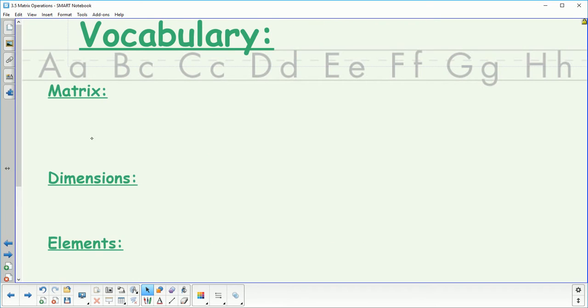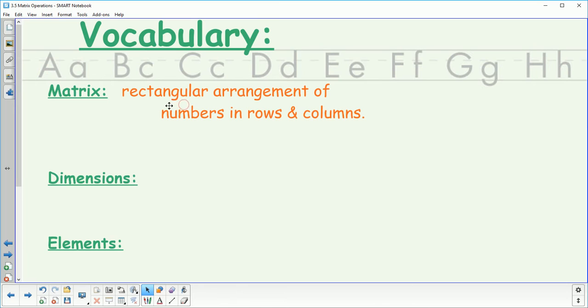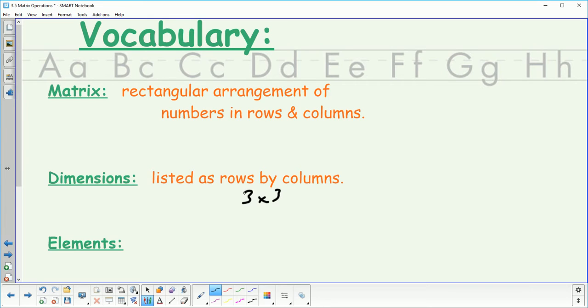So first thing, some new vocabulary for us. A matrix is just going to be a rectangular arrangement of numbers. They're going to be situated into rows and columns. When we talk about the dimensions of a matrix, that's going to be listed as rows by columns. So if it's got 3 rows and 3 columns, it would be a 3 by 3, and we would say that's its dimensions. And that's going to be very important, especially when we talk about adding and subtracting matrices, and also when we talk in our lesson for 3.6 about multiplying matrices.